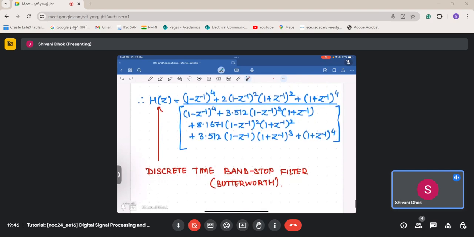So this is the entire process of constructing a bandstop filter from the given specifications.